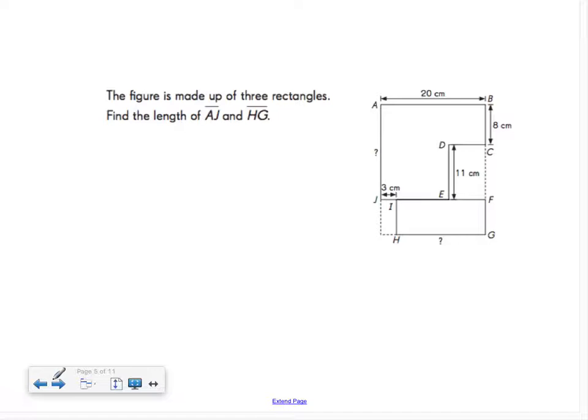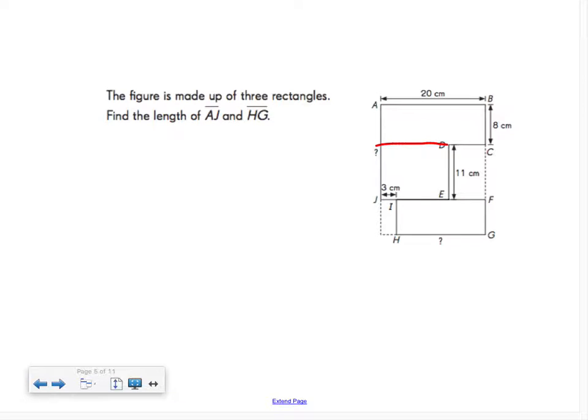All right, final one. The figure is made up of 3 rectangles. Let's see. Here's one of them. Now I'm going to split this. I might do a line right here. There's 2, and there's my 3 rectangles. I have 3 rectangles. Find the length of AJ and HG.